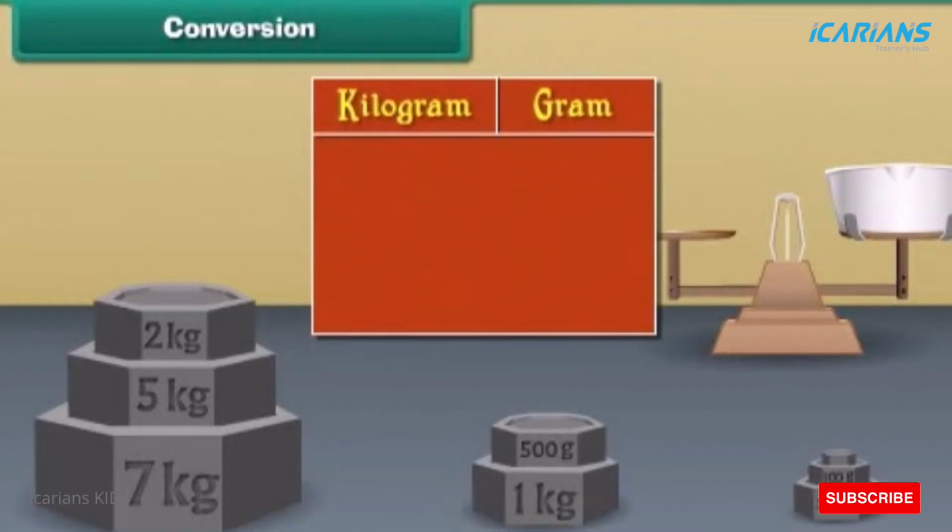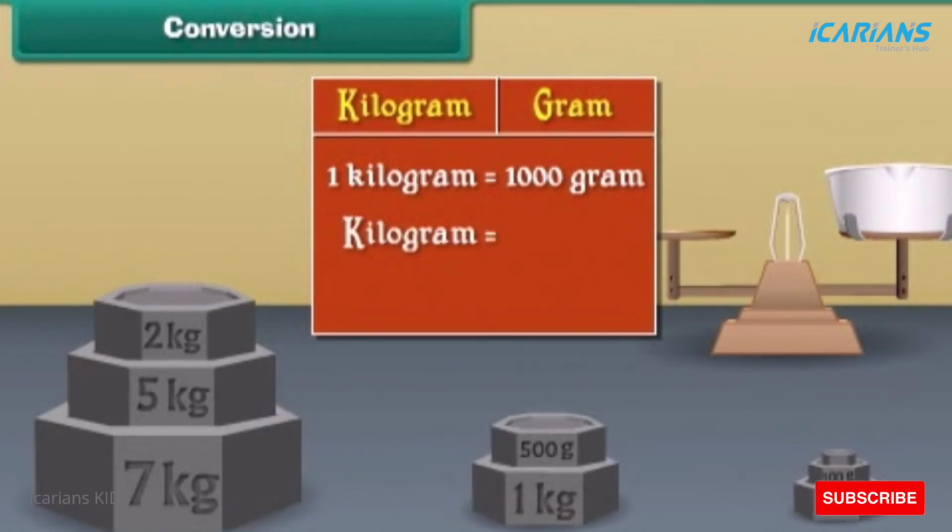The words kilogram and gram are used to express weight. 1 kilogram is equal to 1000 grams. Kilogram is also represented as kg. Gram is also represented as g.